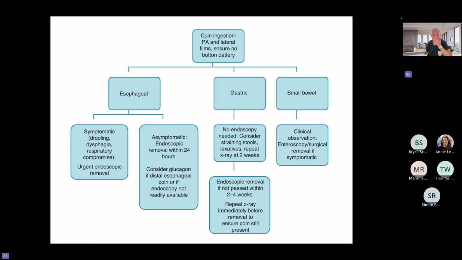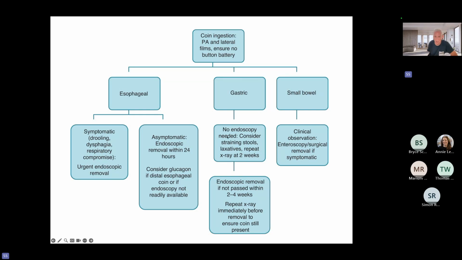The one thing in an asymptomatic patient that has worked is to give them a little Coca-Cola or ginger ale, because sometimes the swallowing of the bubbles puts enough air into the esophagus that it opens up and the thing will pass. I've tried that. It's worked a couple of times, and it's probably worth trying. If the patient is symptomatic, drooling, dysphagia, respiratory compromise, urgently.